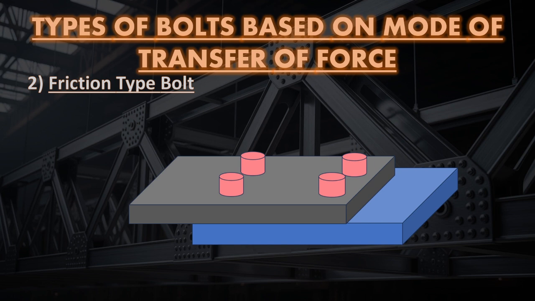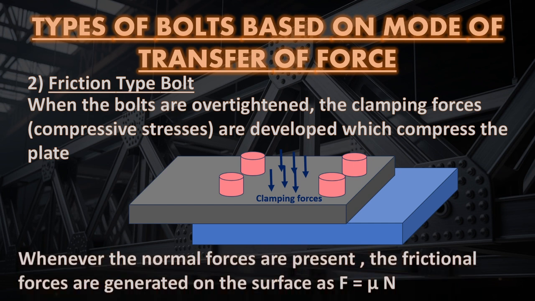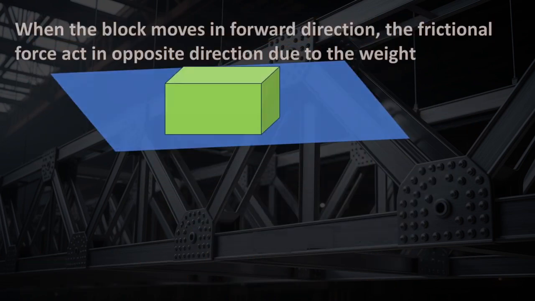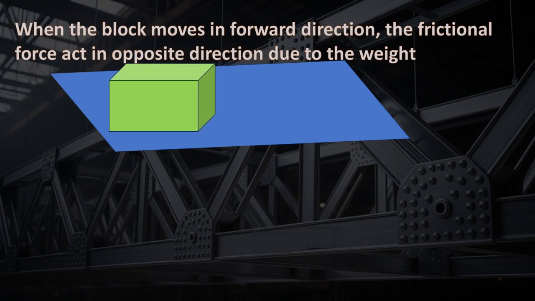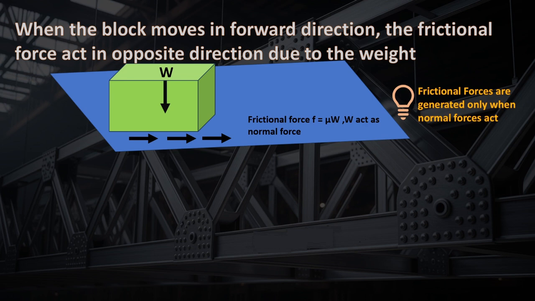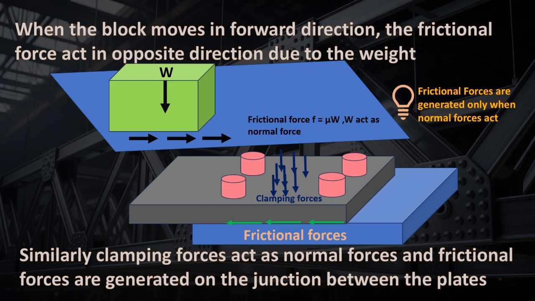2. Friction type bolt. When the bolts are over-tightened, the clamping forces, compressive stresses, are developed which compress the plate. Whenever the normal forces are present, the frictional forces are generated on the surface as F equals mu times N. In order to understand this, when the block moves in the forward direction, the frictional force acts in the opposite direction due to the weight, which is a normal force. Similarly, clamping forces act as normal forces and frictional forces are generated on the junction between the plates.